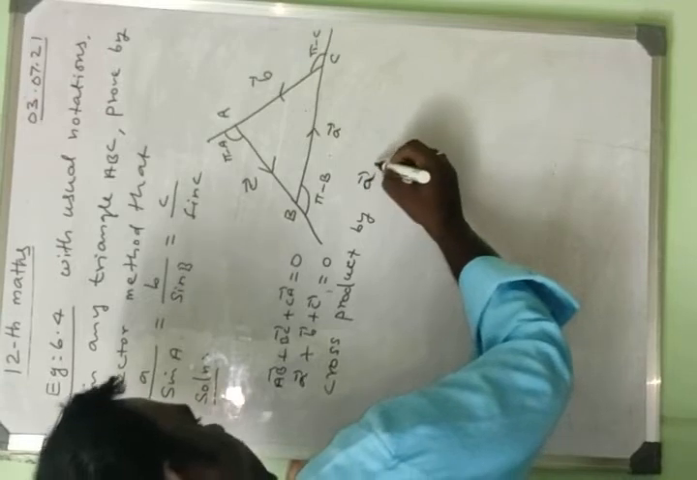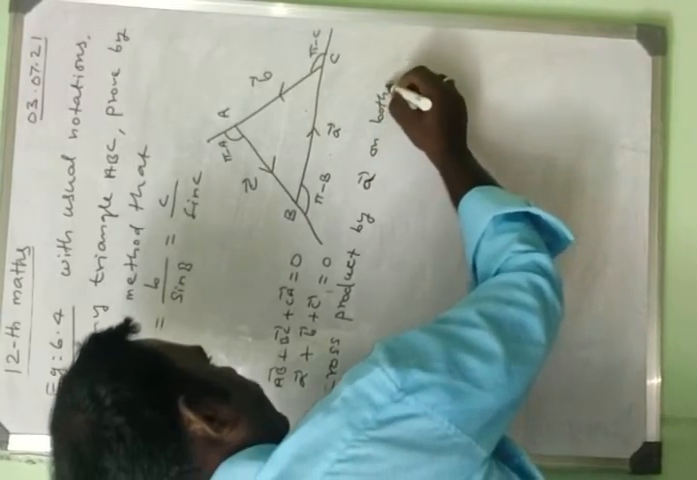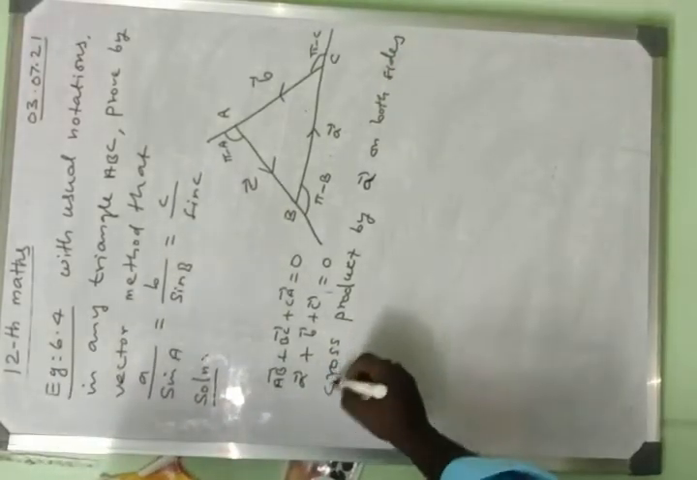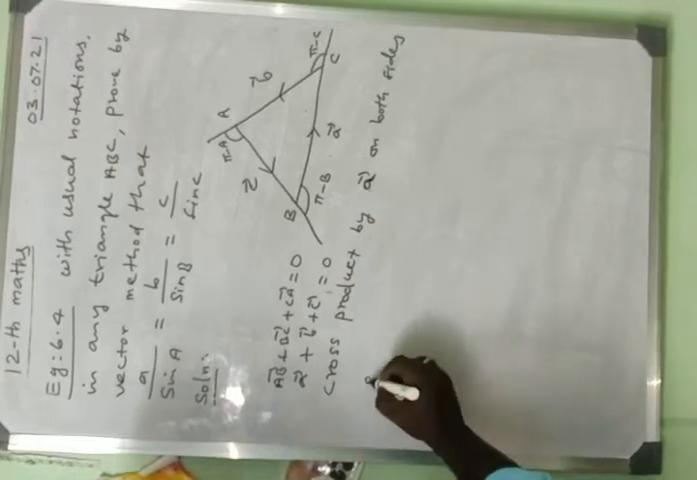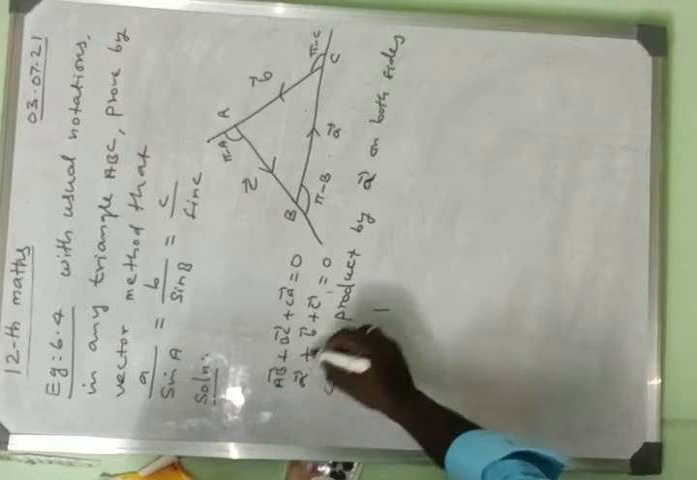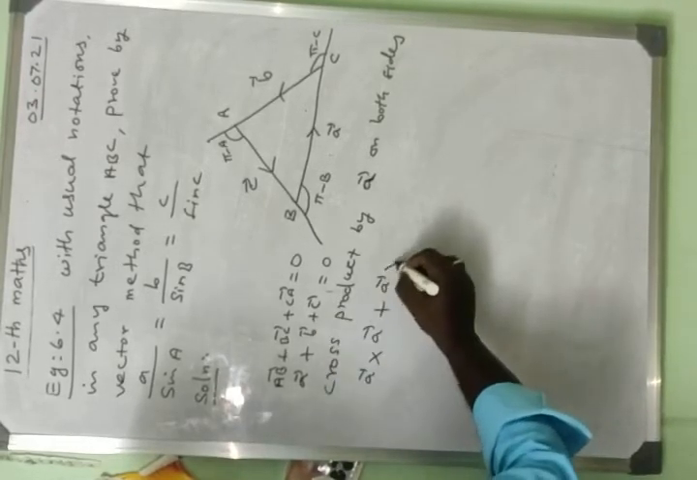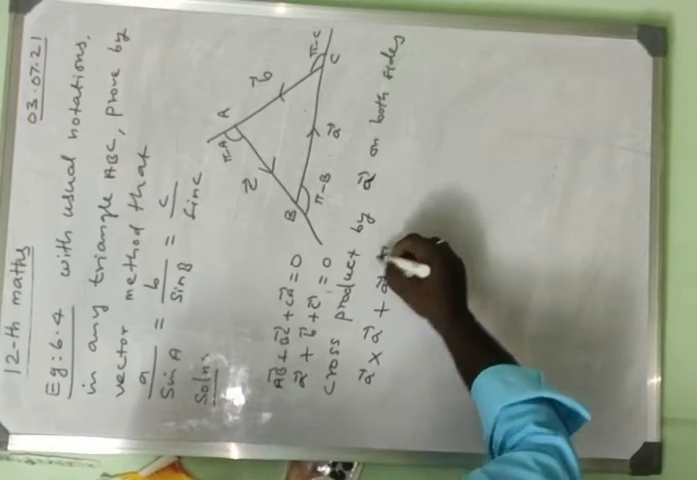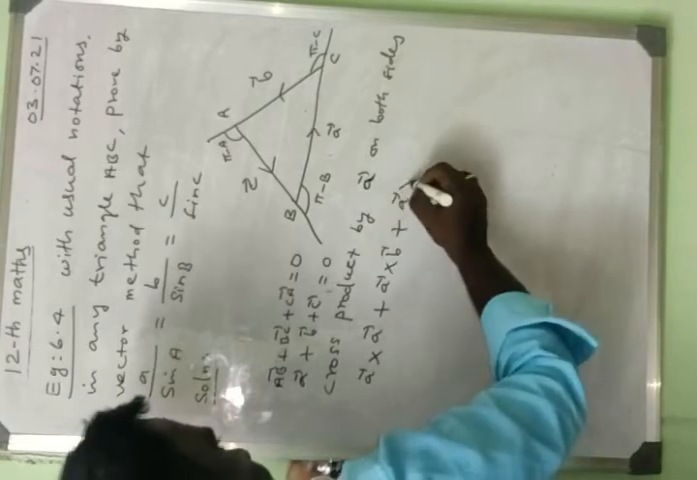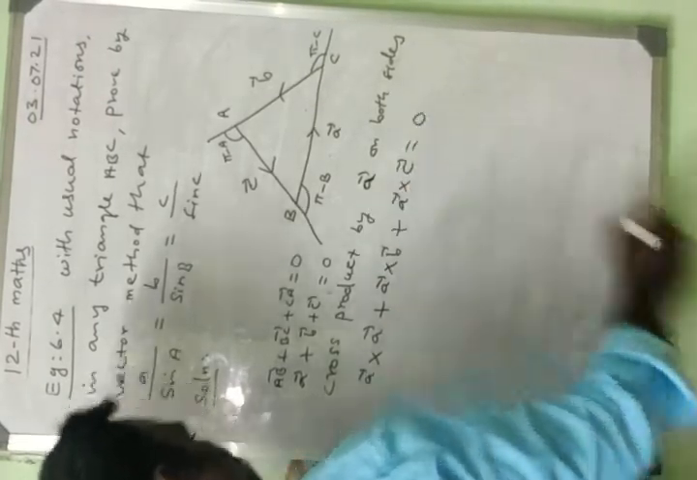First, take vector A on both sides. We can write the cross product: vector A cross vector A, plus vector A cross vector B, plus vector A cross vector C, equal to 0 cross A, which gives 0.